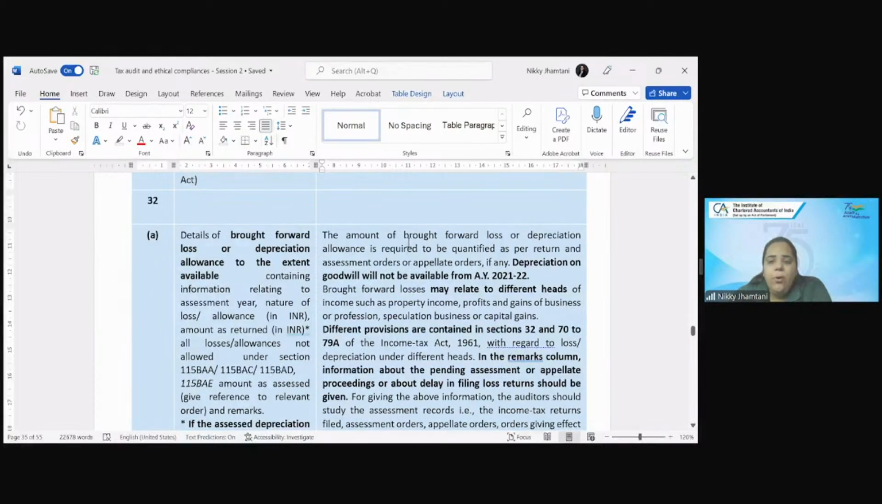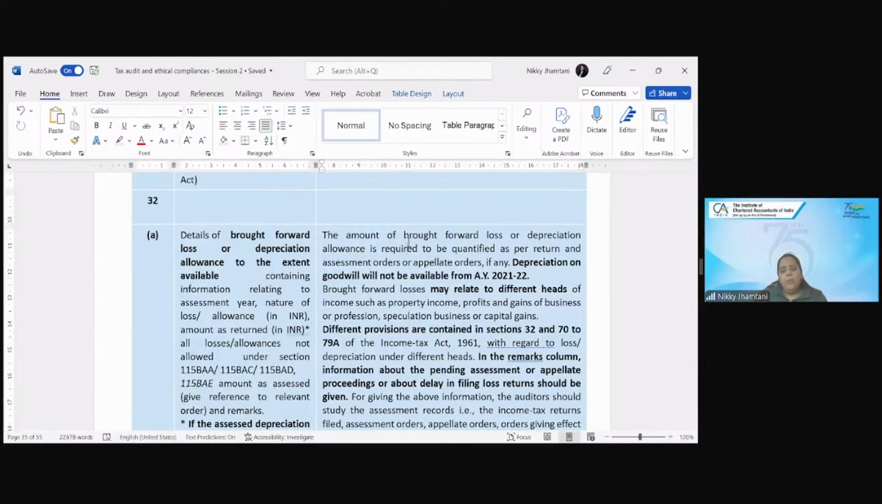So the amount of brought forward loss or depreciation allowance is required to be quantified as per the return and the assessment orders or appellate orders, if any. Depreciation on goodwill will not be available from AY 21-22.